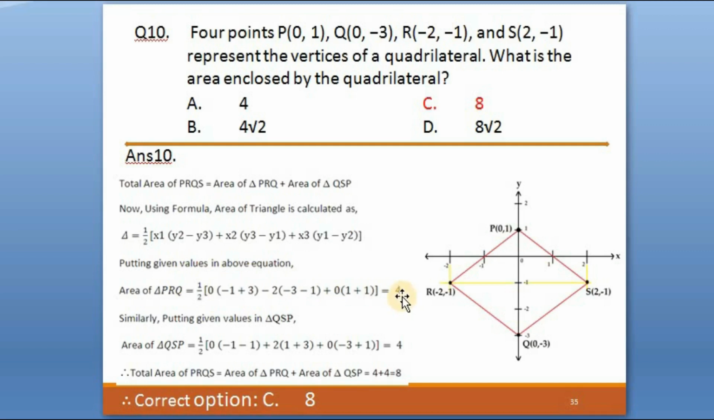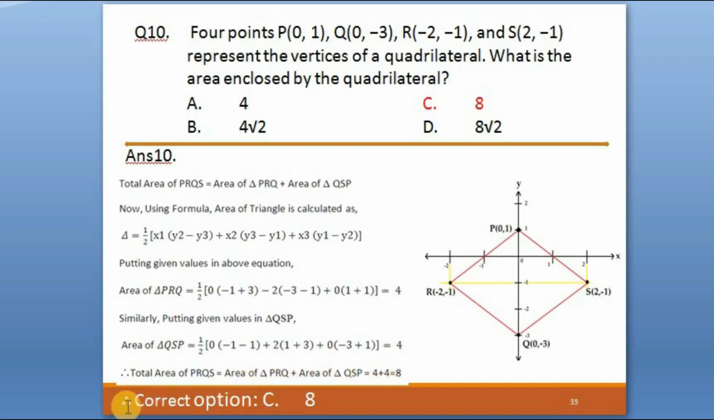Similarly, putting the given values in triangle QSP, we can find out the area of the second triangle. So that comes out as 4. So total area will be the sum of the areas of these two triangles, that is 4 plus 4 is equal to 8. So correct option is C, that is 8.